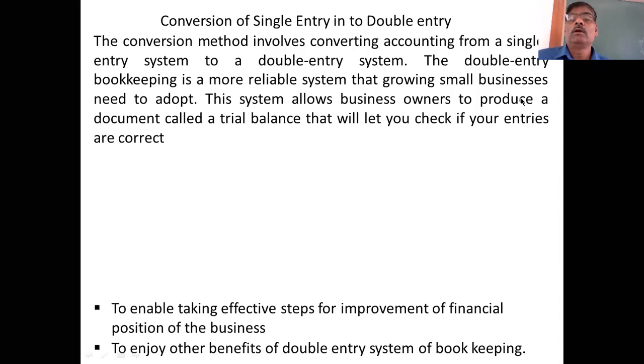That is what the growing small business concerns need to adopt. You have to adopt the double entry system, and you have to enjoy the double entry system of bookkeeping advantages. So this system allows business owners to produce a document called trial balance. The double entry system of bookkeeping produces evidence to the public regarding the books of accounts. The trial balance may be presented or published to the general public. Balance sheet may be given to the general public. P&L account may be given to the general public, and it can show its accounts to the general public.